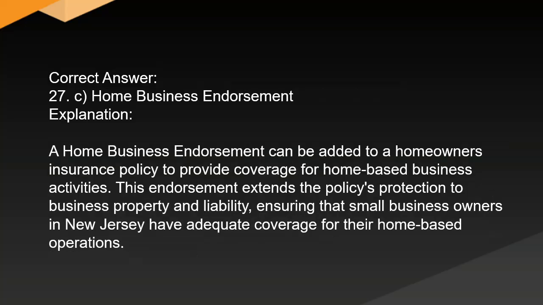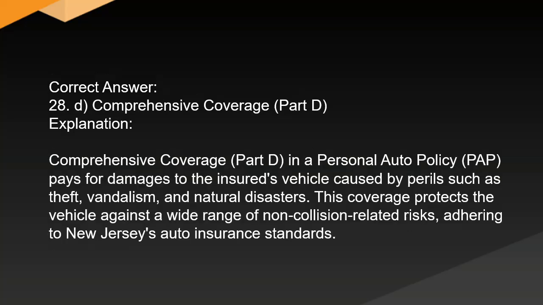Correct answer. C. Home business endorsement. Explanation. A home business endorsement can be added to a homeowner's insurance policy to provide coverage for home-based business activities. This endorsement extends the policy's protection to business property and liability, ensuring that small business owners in New Jersey have adequate coverage for their home-based operations.